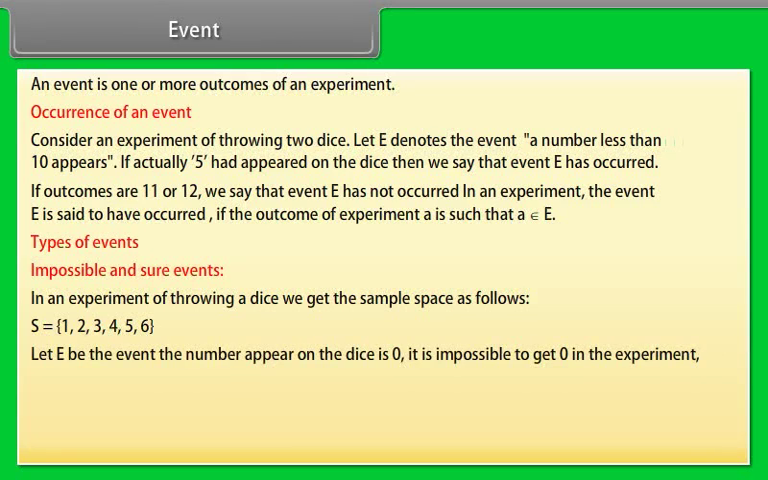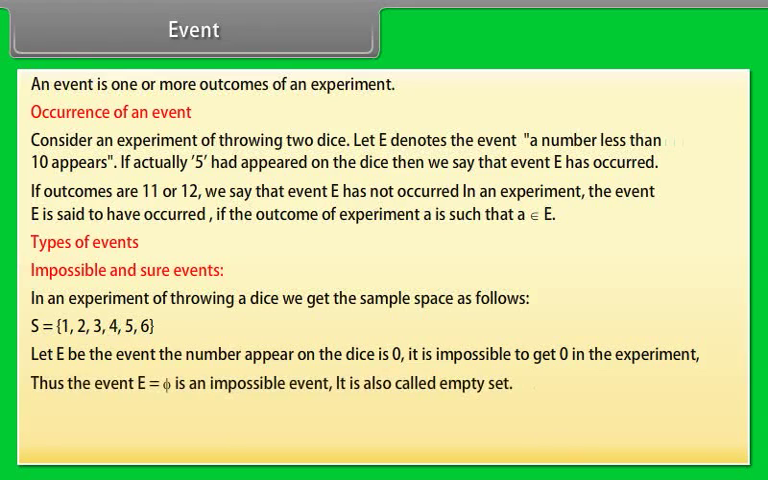Let E be the event the number appearing on the dice is 0. It is impossible to get 0 in the experiment. Thus, the event E is equal to phi is an impossible event. It is also called empty set.